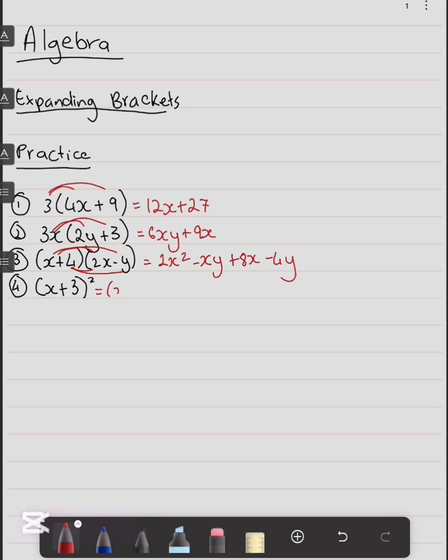In the final question, we write it as (x + 3) times (x + 3), which is x squared plus 3x plus 3x plus 9, which is x squared plus 6x plus 9. I'll highlight the answers in blue so you know which ones to look back at.